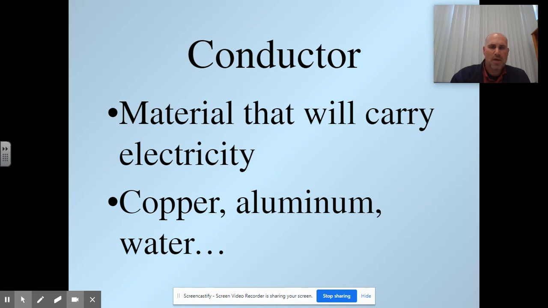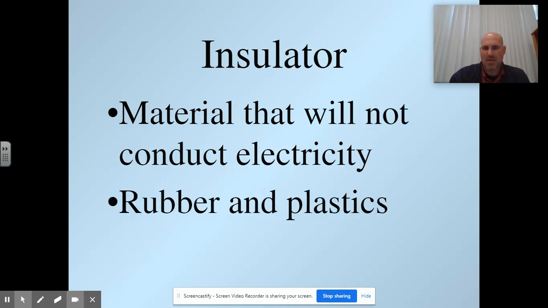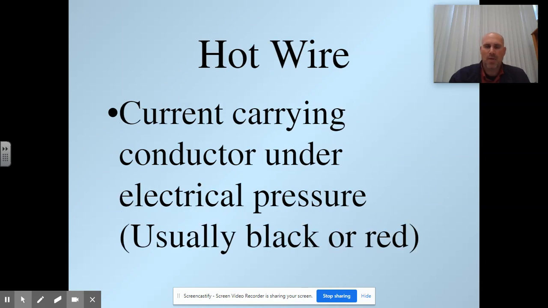A conductor, I feel pretty confident that y'all know a conductor and an insulator. Anything that's going to carry electricity is a conductor, and an insulator is anything that's going to prevent the electricity from going through it. The most common two are rubber and plastic. You can find some porcelain insulators out there as well.